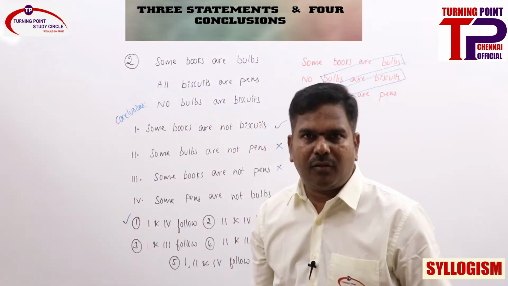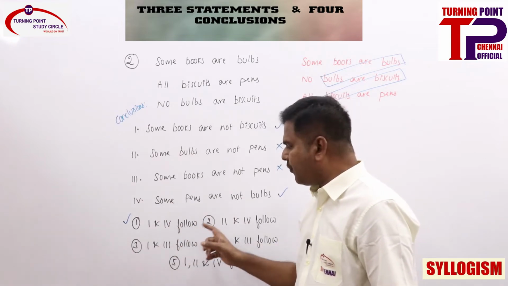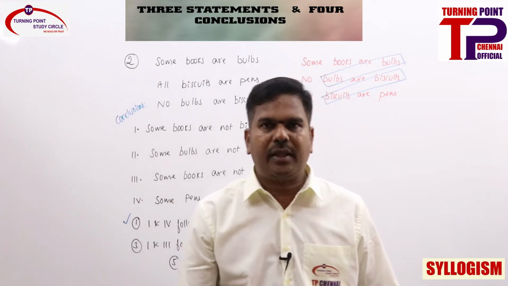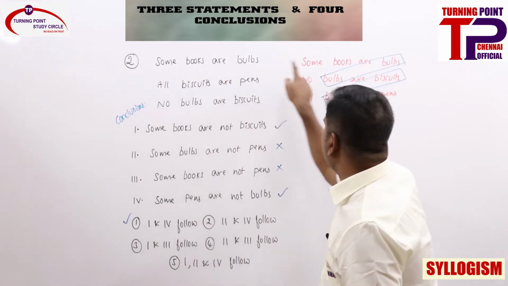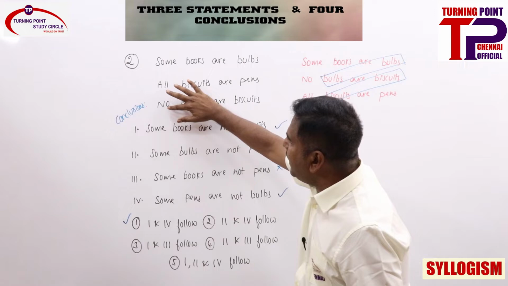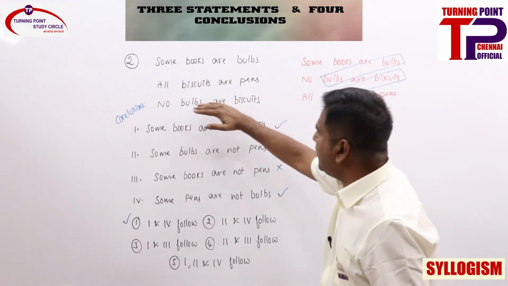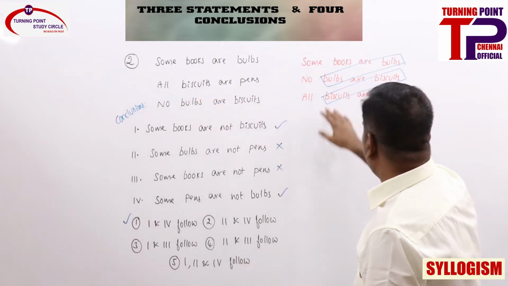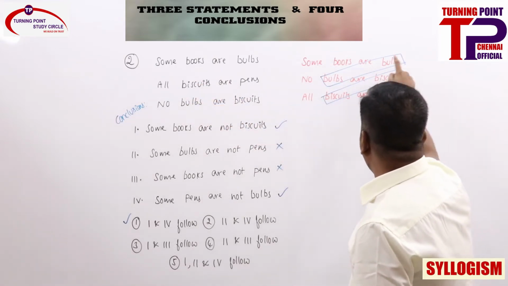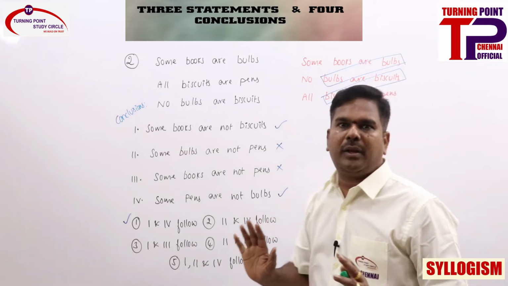Ma, did you get the answer? What answer should you have got, ma? You should have got the first option, that is 1 and 4 follow. So first and foremost, make proper alignment. How did you make proper alignment? See, the first one I kept as it is, second and third interchanged, so that it will be properly aligned. See, the third statement is in the second position, and the second statement in the third position. Now it has been properly aligned. Common terms: bulbs and bulbs, biscuits and biscuits here.